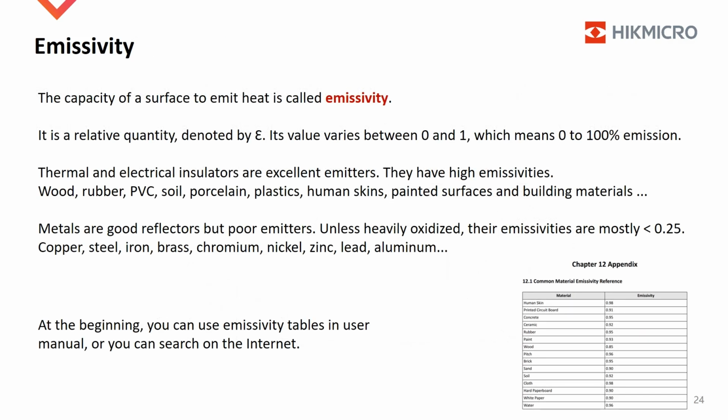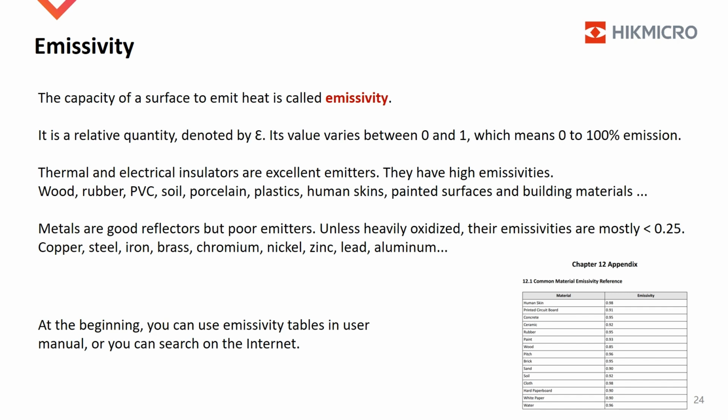Emissivity. The capacity of a surface to emit heat is called emissivity, denoted by the Greek letter epsilon. It is a normalized value and varies between 0 and 1, which means 0 to 100% emission. Thermal and electrical insulators are excellent emitters. They have high emissivities. Typical materials are wood, rubber, human skin, etc.